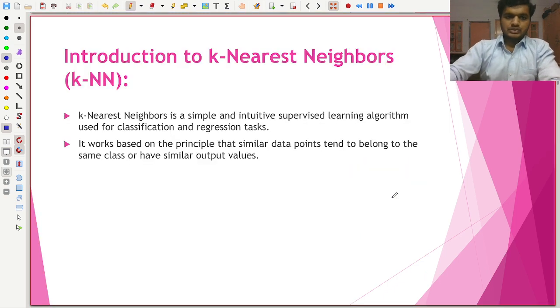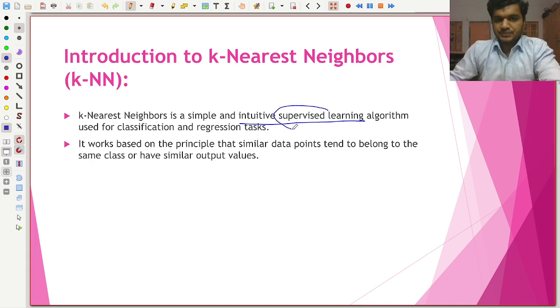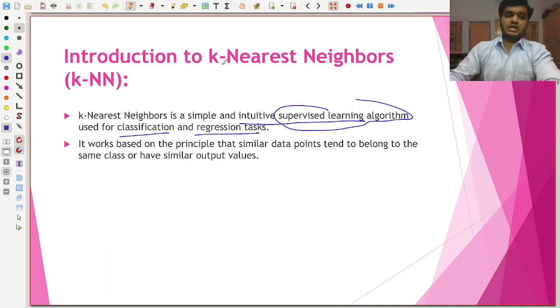K nearest neighbor is a simple and intuitive supervised learning algorithm. It is used for classification and also for regression tasks. It works based on the principle that similar data points tend to belong to the same class or have similar output value.